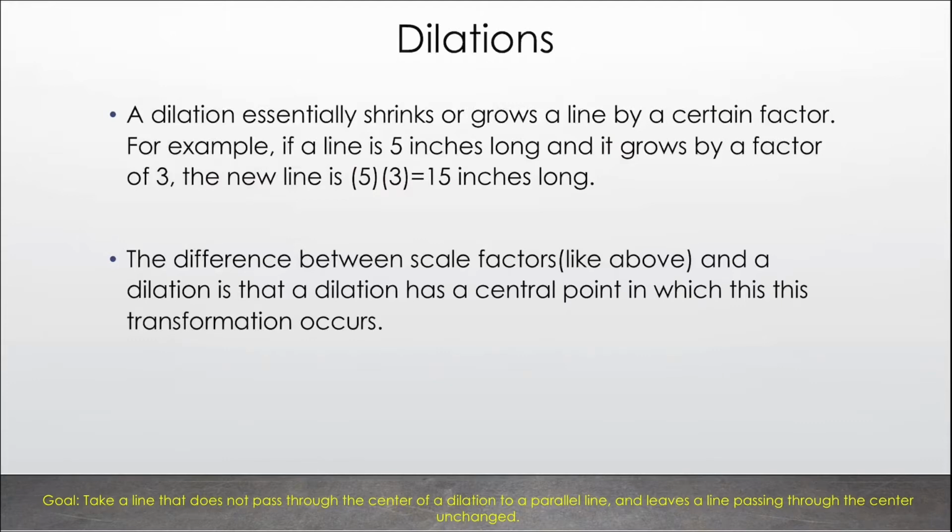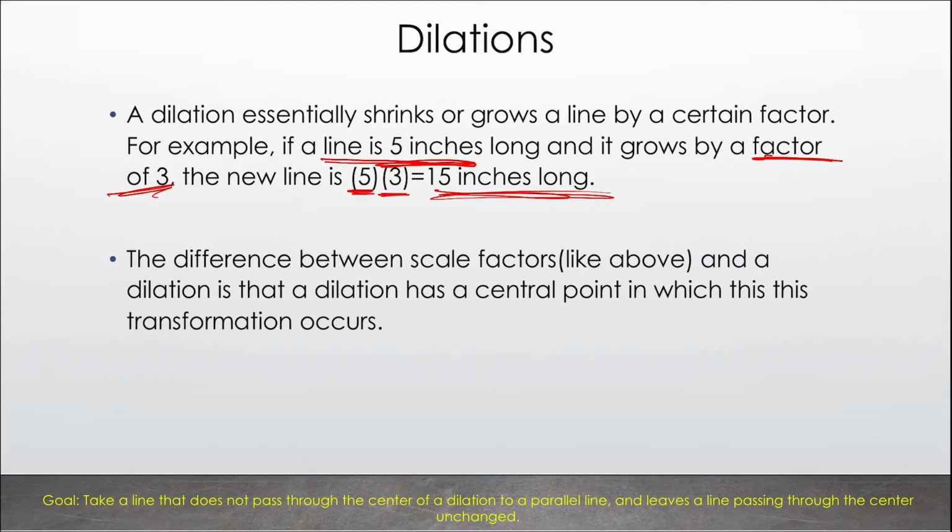All right, so dilations are essentially making an image grow or get smaller by a very specific number. We call that a scale factor. We're going to be dealing with lines today, and the big thing with dilations is that it's around a point. For example, if I have a line that is 5 inches long and it grows by a factor of 3, I take my original line, 5, multiply it by my factor, and I get a 15-inch long line.